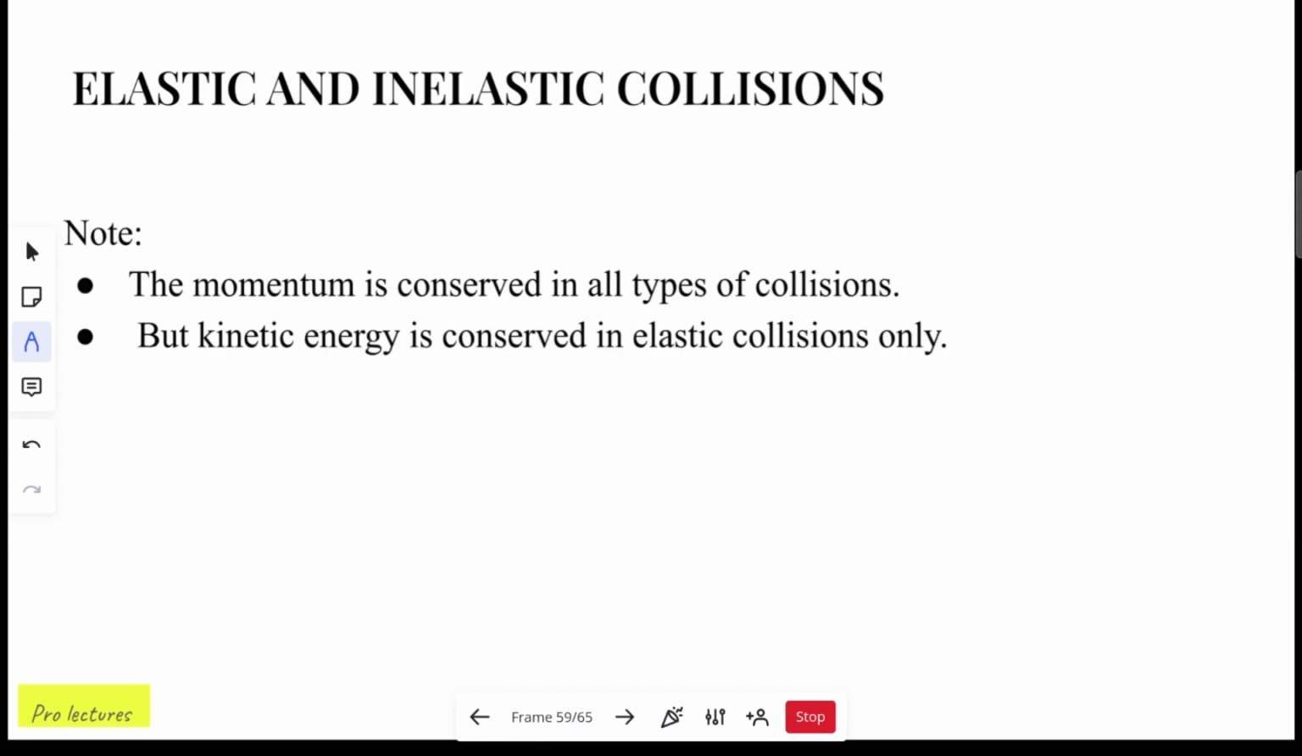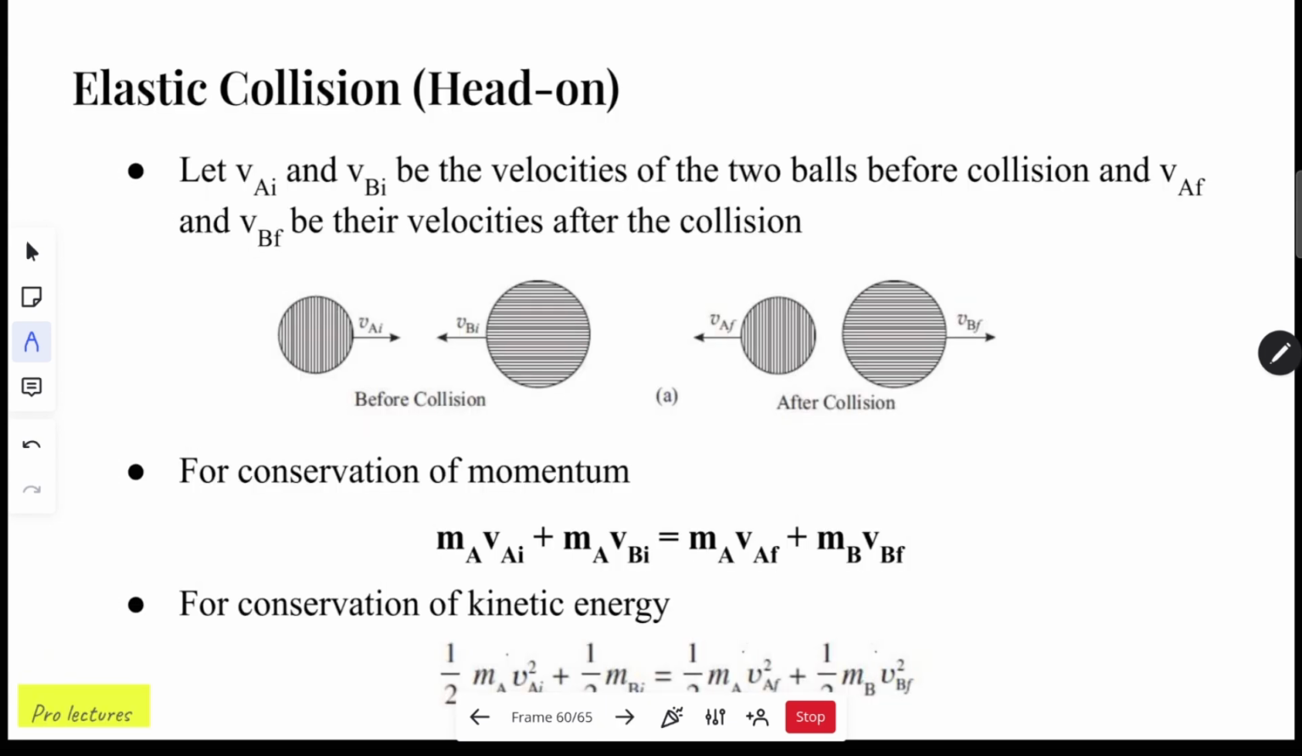Here, we have to know two points. The momentum is conserved in all types of collisions. What is momentum? M into V. And the kinetic energy is conserved only in elastic collisions. Momentum is conserved in all types of collision. Let us go into elastic collision, head-on collision, in depth.